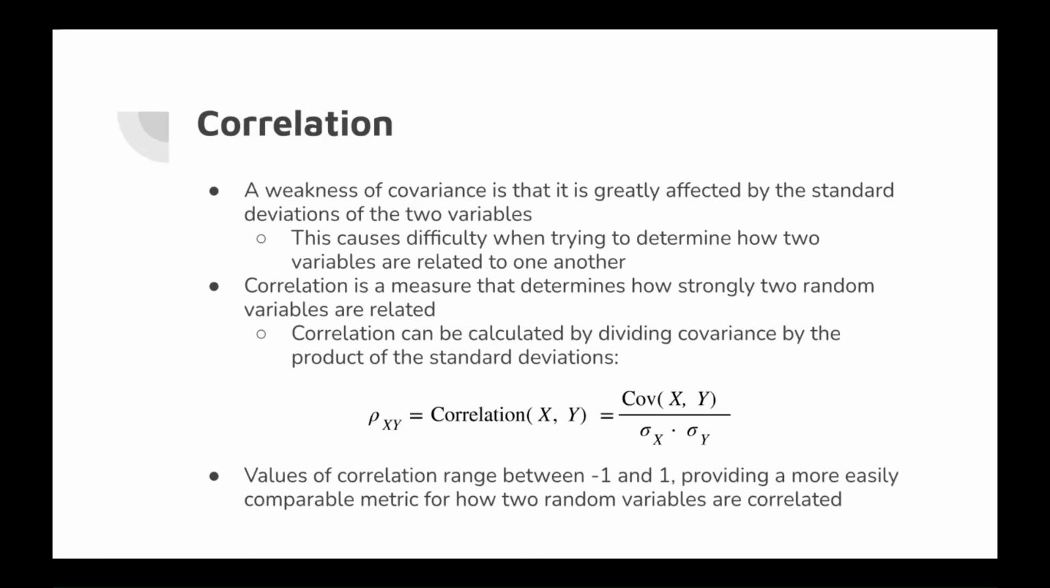If X and Y are not strongly related, then the covariance is likely to be near 0. One of the weaknesses of covariance, however, is that it can be very strongly affected by the standard deviations, which can cause difficulty in trying to determine how two variables are related. And so correlation is often used instead of covariance. Correlation is calculated by just dividing the covariance by the product of the standard deviations. That returns a value between -1 and 1, which essentially standardizes the covariance and allows you to more easily compare the correlations of two or more variables.